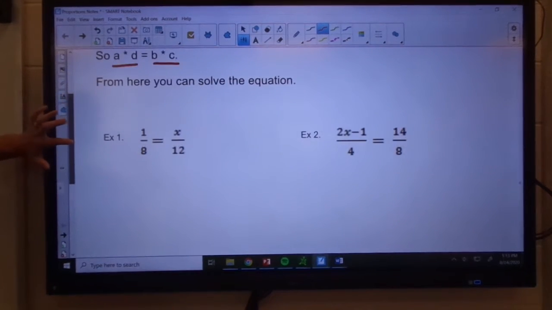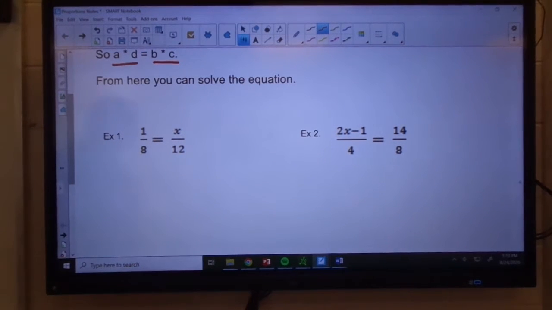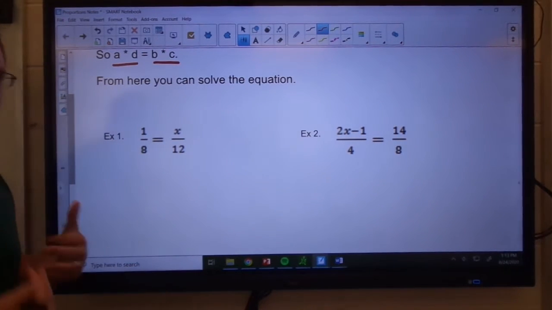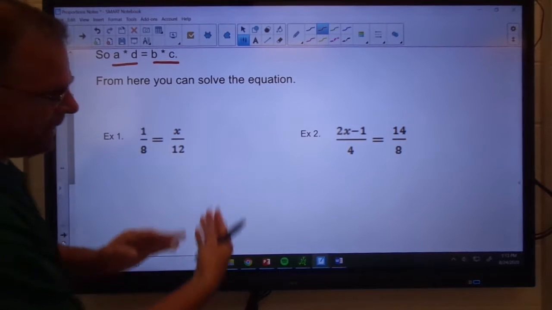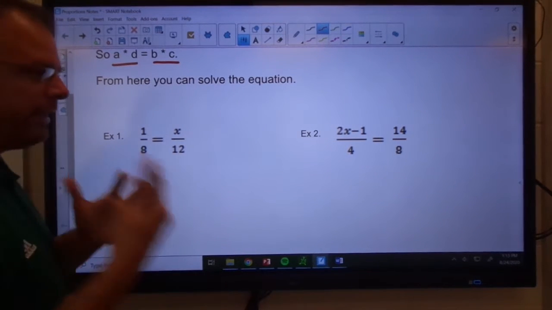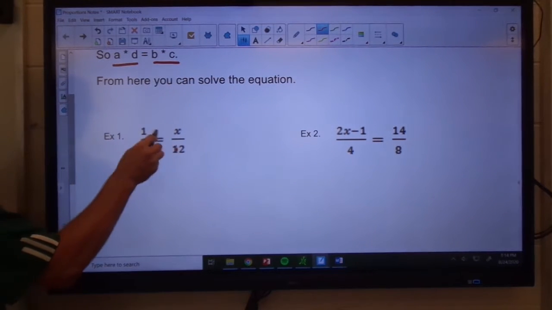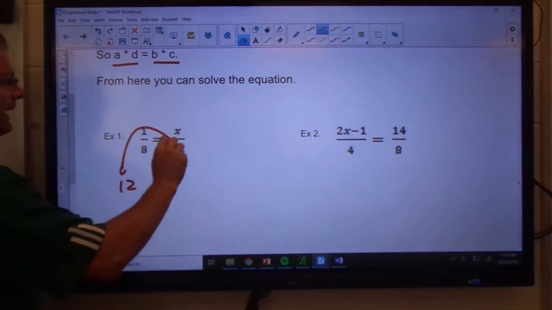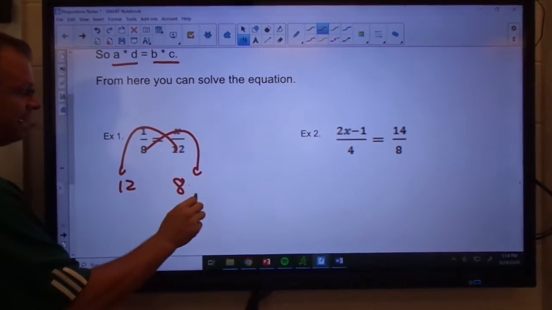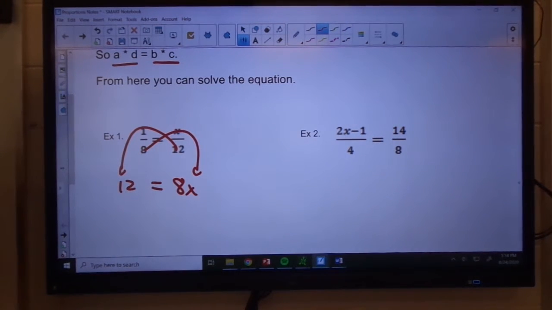So if we have something like this, 1 over 8 equals x over 12, there's lots of different ways you could try to do it. How many times do I have to multiply 8 to get to 12? There's lots of ways we can think about it, but I'm just sharing with you this one trick. Take 12 times 1, that's 12. 8 times x, that's 8x. These two corners have to be equal.